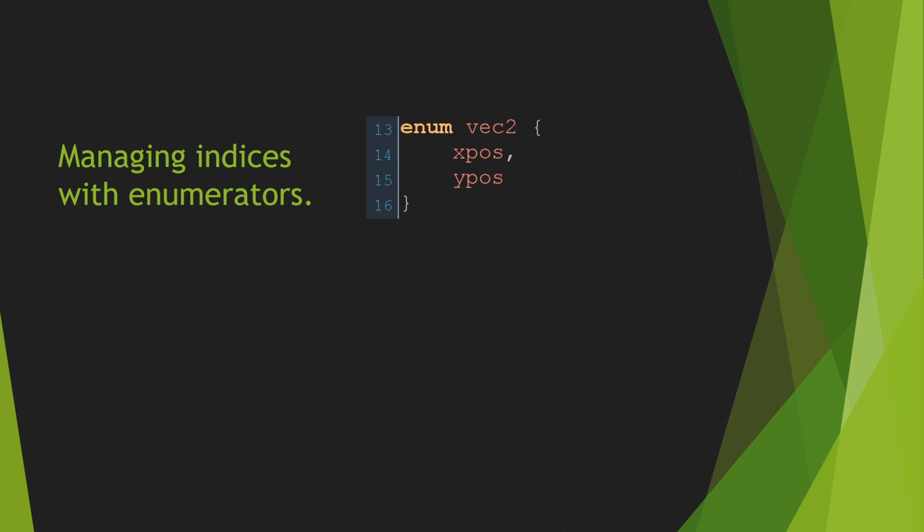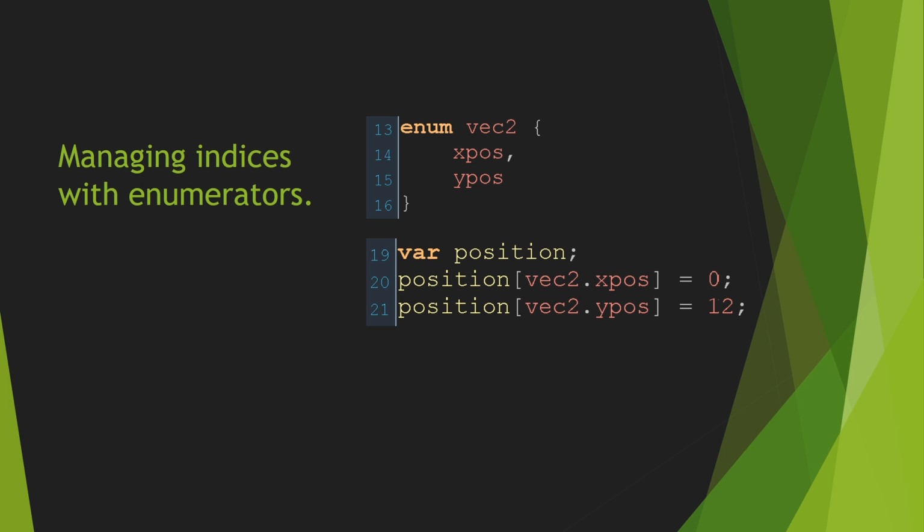What I like to do is actually create a whole script for all of my different data structures, all my different structs, and have a bunch of enums in there. So in order to create your array, it's pretty much the same as before, but instead of using the magic numbers 0 and 1, you can replace them with your enumerator names. So you can use vec2.xpos and vec2.ypos. And of course, if you were using another struct, for example, the person one, you could use person.name and so on.